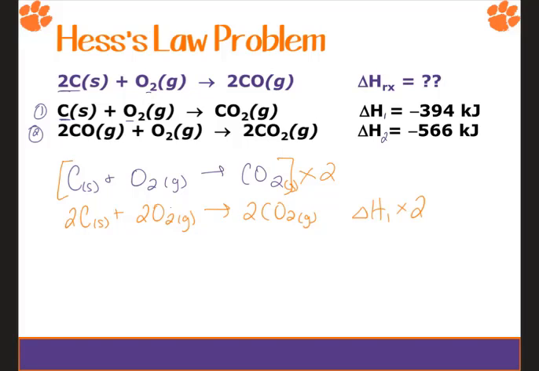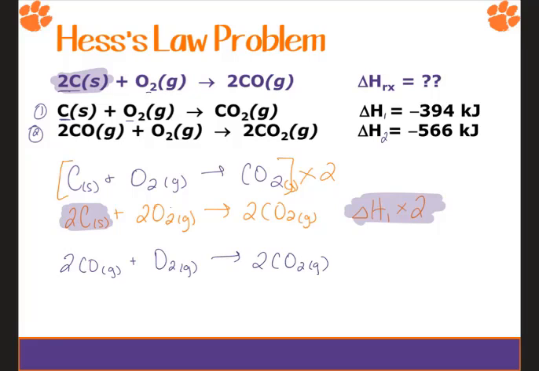Because whatever you do to the reaction, you have to do to the delta H. So I have my two carbons. I'm going to highlight them so I don't forget. Okay, so I've got some oxygens. I've got a little bit more than I need, but we're not going to worry so much about that right now. The next step is to look at reaction number 2, which has 2 carbon monoxides as a gas, plus 1 diatomic oxygen, and it produces 2 equivalents of carbon dioxide.